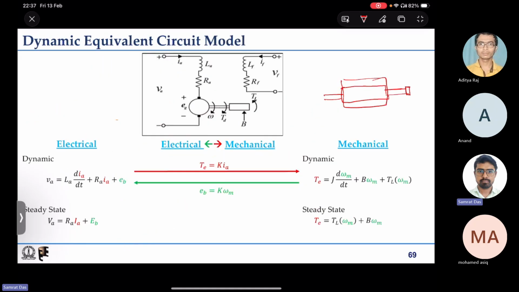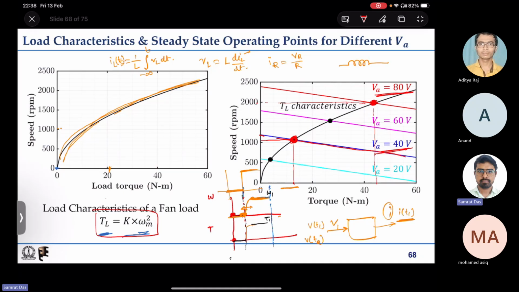Typically that is a fan load. The fan load is those things where the purpose is to push some air, basically some compressor kind of a thing. Finally this fan load type of thing becomes a load torque characteristic. If it is a free running motor, still it is like a fan load only, because finally something is rotating, and some aerodynamic friction it has to overcome. So it will be this fan load type only. Only thing is the value will be very low.